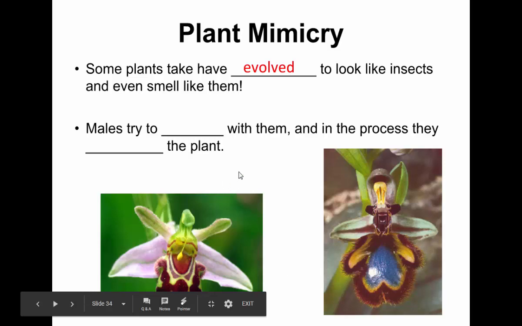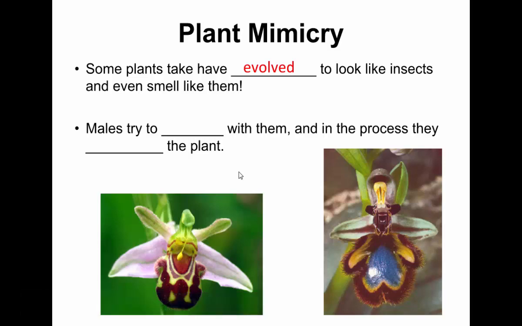What happens is male insects will think that's a female and try to mate with it, even though it's just a flower. And in the process, they get pollen on them, and they help spread that pollen to other flowers. So that's one interesting adaptation some plants have to pollination.